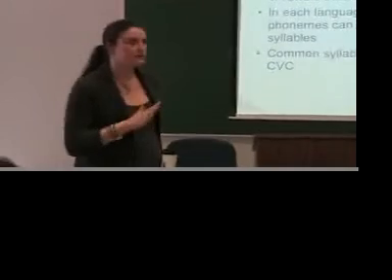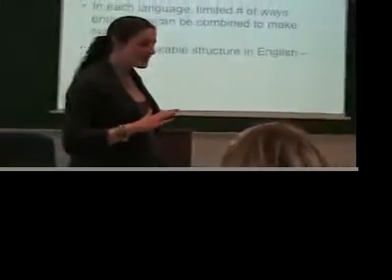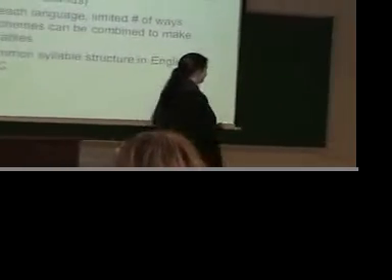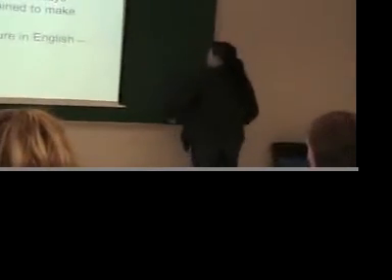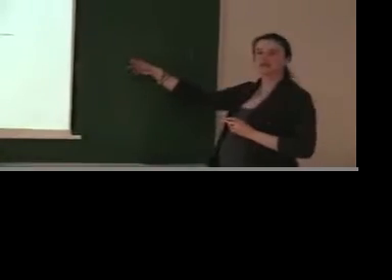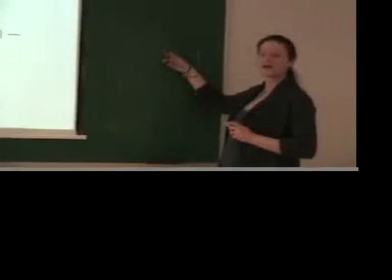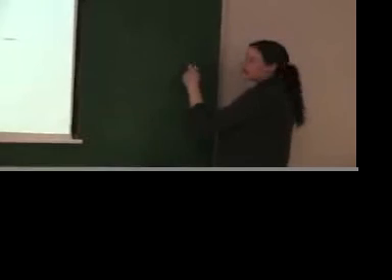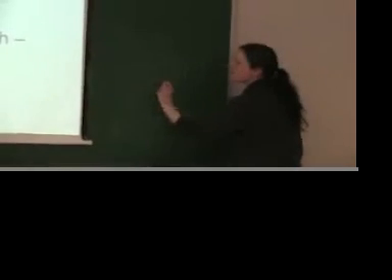Okay? Now we have much more complex syllable structures. We have words in our language like string, right? What would be the syllable structure of string? Consonant, consonant, consonant, vowel, consonant. So we have three consonants at the beginning of that word together.